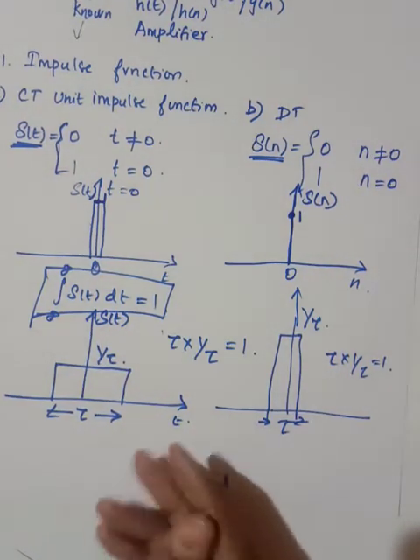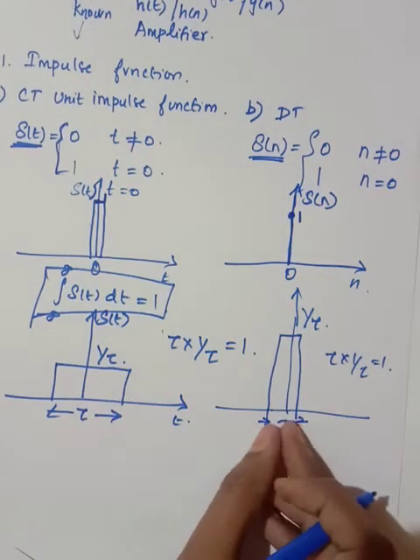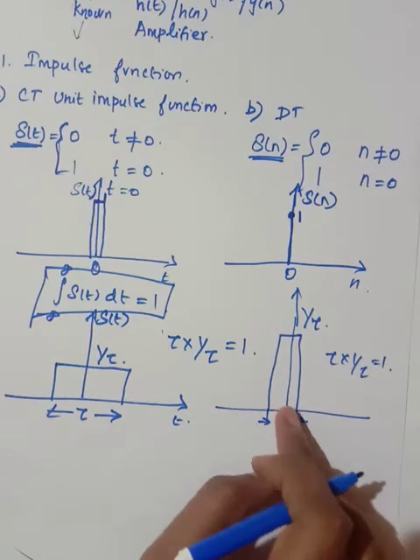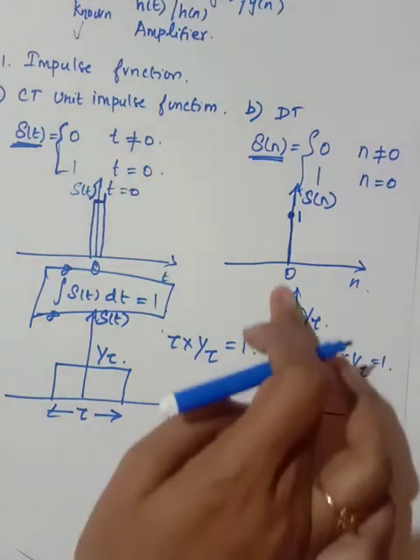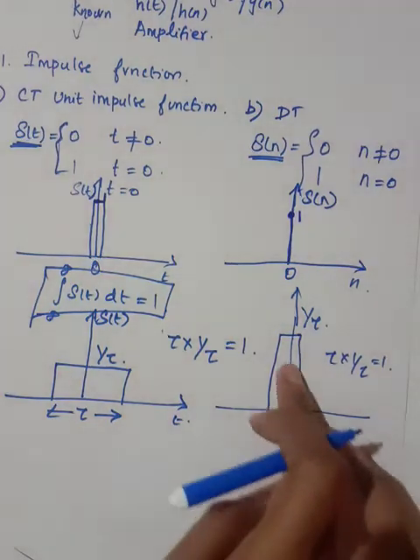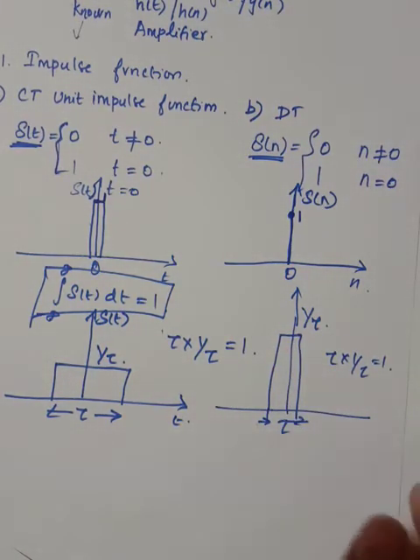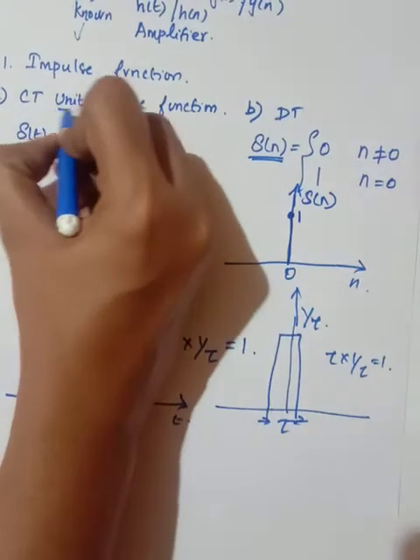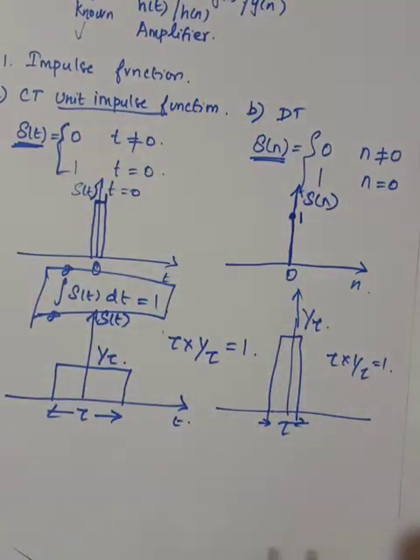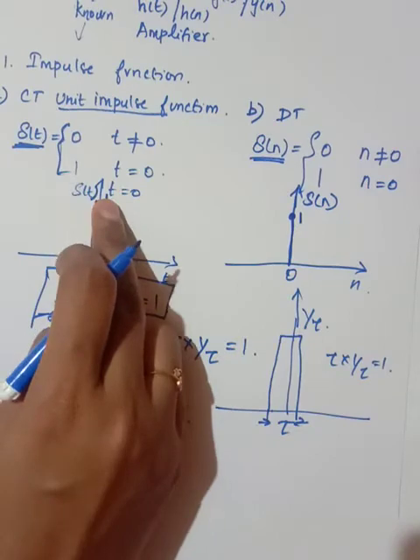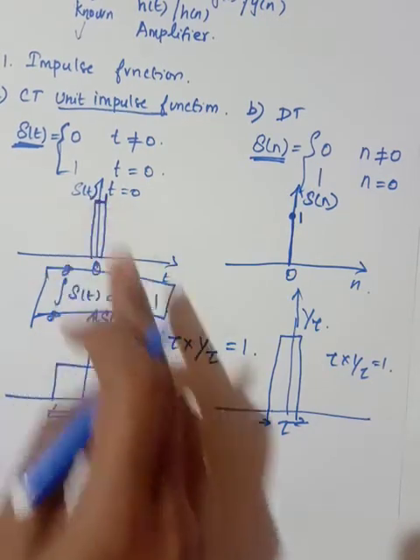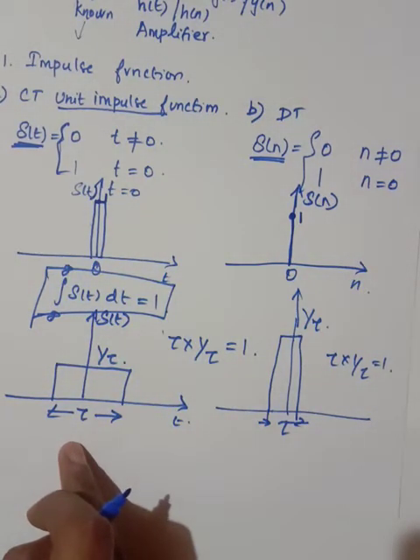As this tau decreases, the width of the rectangular pulse shrinks and the height increases proportionally to maintain the unit area. So this should maintain the unit area. So here this is said to be a unit impulse function, because the unit area is 1.